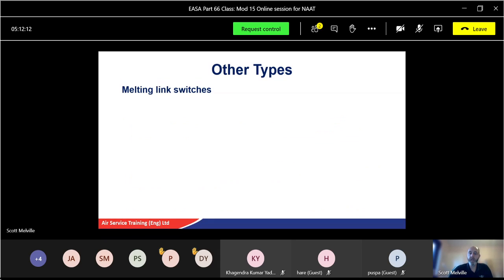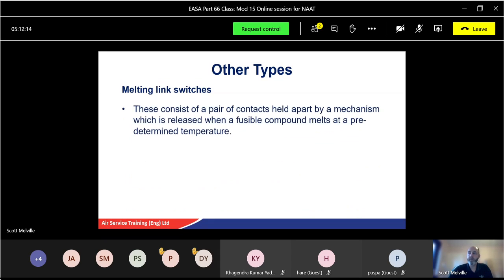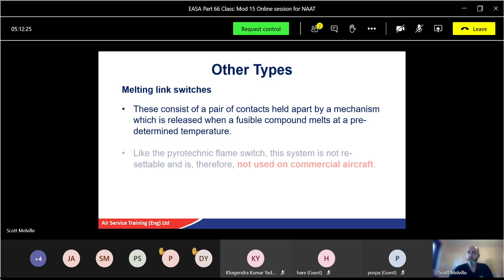Another one is a melting link switch. Again, it consists of a pair of contacts held apart by a mechanism which is released with a fusible compound. It melts at a predetermined temperature, so it's like a melting fuse version. And again, like the pyrotechnic flame switch, the system is not resettable and therefore once only, and therefore not used on commercial aircraft. You certainly don't want the pyrotechnic ones on commercial aircraft. If that goes wrong, you've got an explosion. We don't want explosions on commercial aircraft.